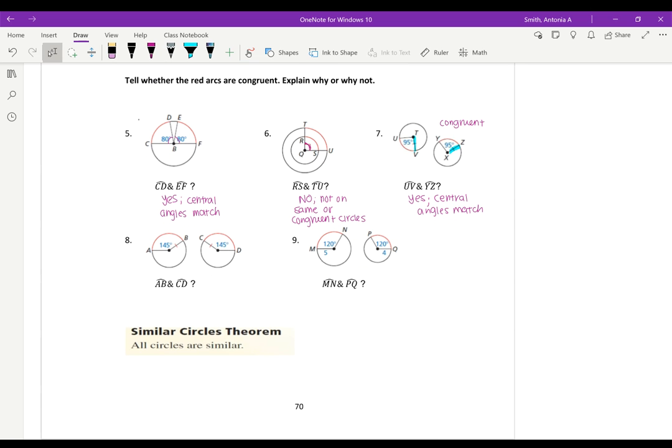Number 8 is very similar to number 7, right? Wants us to see is AB and CD congruent. So I first need to check, are they on the same circle or congruent circles? They're not on the same circle, but this radius and this radius are the same. So these circles are congruent. So now I just need to check, do the angles match? Here's 145, here's 145. Yes, they are the same size. So they are congruent because the central angles match.